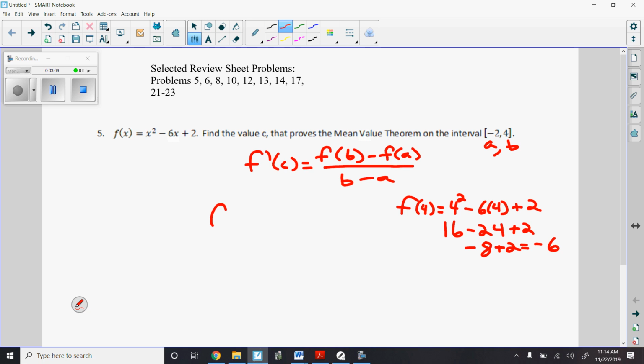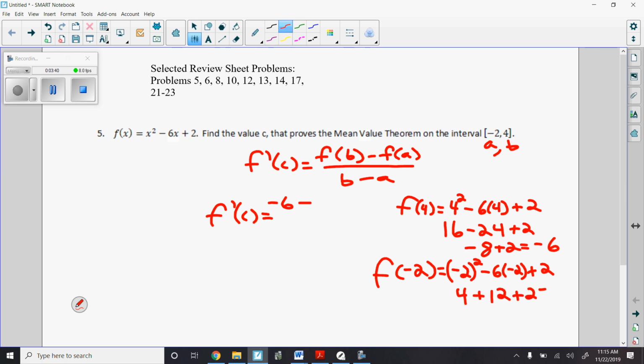So that's my f of b. That's f of 4. It's -6. Now I have to subtract f of a. f of a will be f of -2. So once again, I'm going to do that work on the side here. -2 squared is 4 plus 12 plus 2. 4 plus 12 is 16. 16 plus 2 is 18.